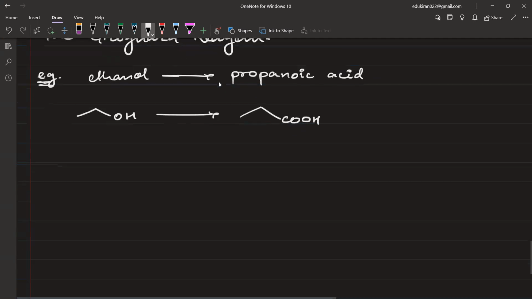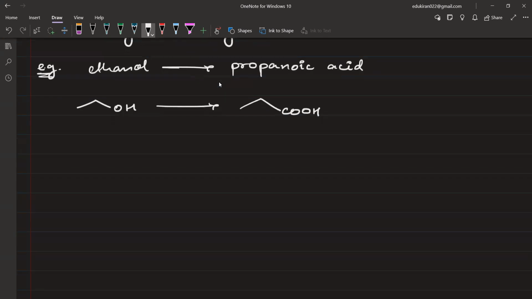So for this, you need to increase the carbon number by 1. First of all, you will convert ethanol to alkyl halide using SOCl2. It will give you chloroethane. Now from here you have two different pathways.